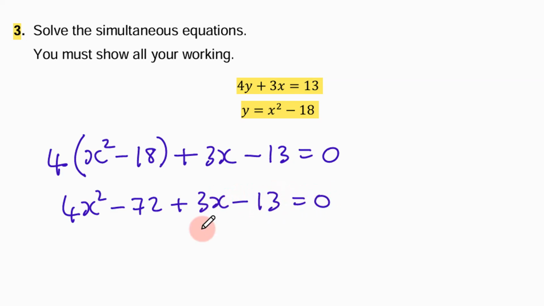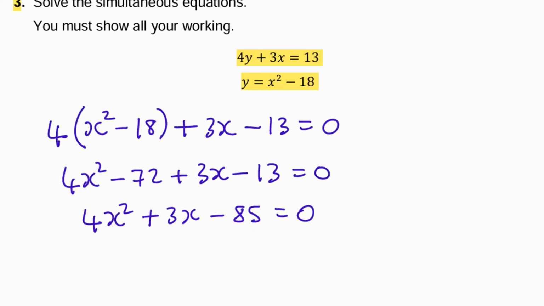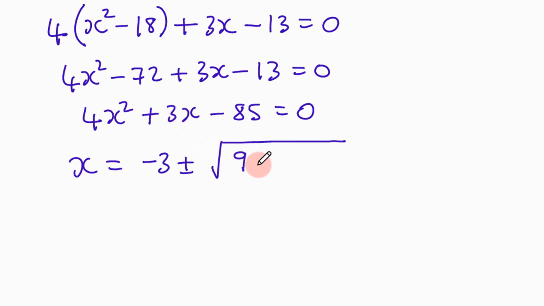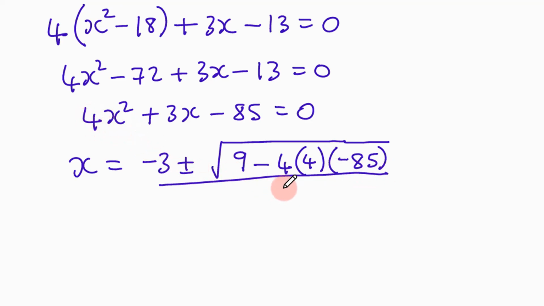Now we can add like terms. And we can also write the equation in standard quadratic form. So negative 72 minus 13 is negative 85. Now we end up with a new quadratic, which we can solve by using the quadratic formula. So x equals negative b plus minus the square root of b squared, which is 9. So 3 squared is 9, minus 4 times a times c. This is all over 2a. So 2 times 4, which is 8.